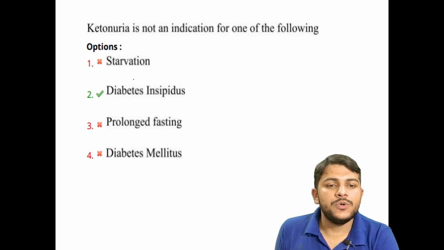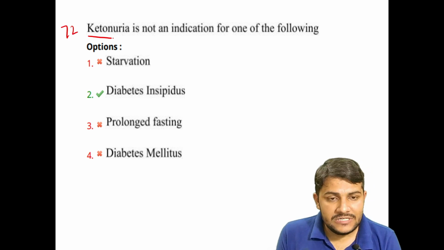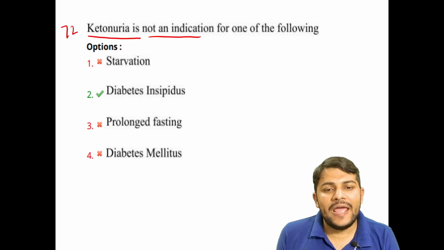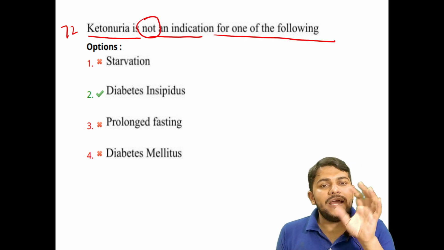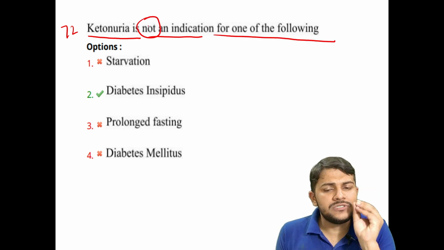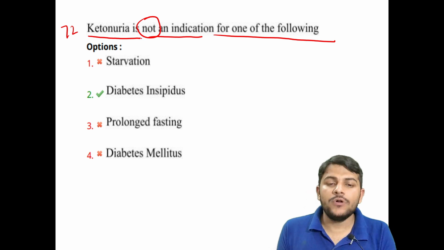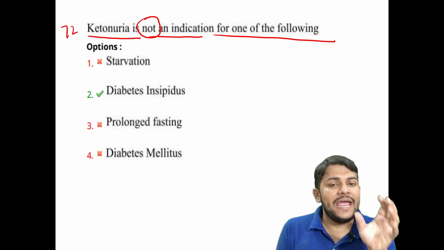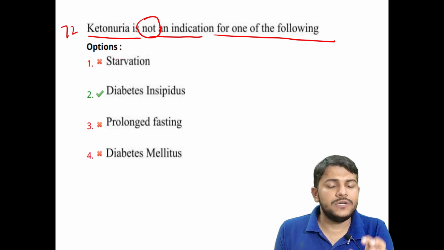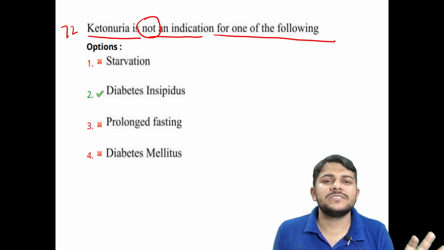Then next we have question number 72. 72 means the question is: ketonuria is not an indication in one of the following. So student, as you are able to see, in all the examinations, questions are very tricky. They are just adding not, except, true, false. So these are the major questions, and according to me, 20 to 30 questions are very conceptual, and only 20 to 30 questions are very easy.